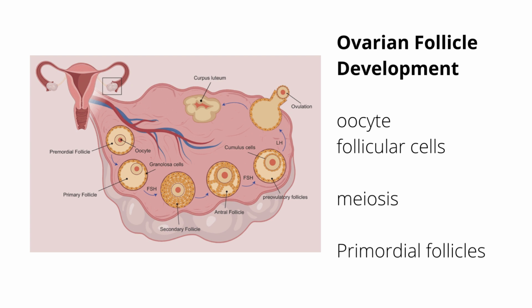There are what we call the primordial follicles, which consist of a primary oocyte surrounded by a single layer of flattened cells. They develop in the fetus and are the stage that is present in the ovaries at birth and throughout childhood.